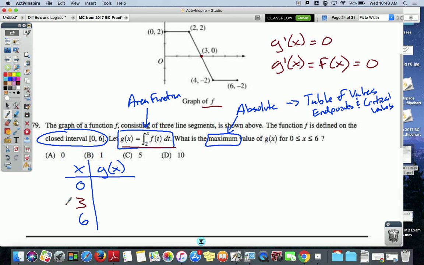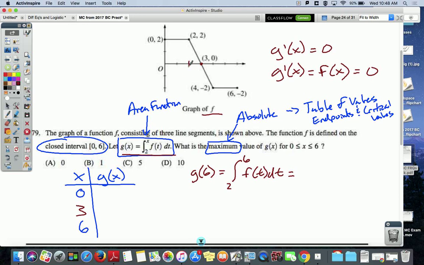So I'm going to start with 6. I'm looking for g of 6. If I want to find g of 6, that means I have to find the integral from 2 to 6 of f of t. That means I need the area under the curve between 2, here's 2, and 6. So I'm going to do a little bit of work on this graph before evaluating and chunk this into pieces where I can find the area of all of these. I can easily break it into a couple squares and 2 triangles, and they're of equal size.